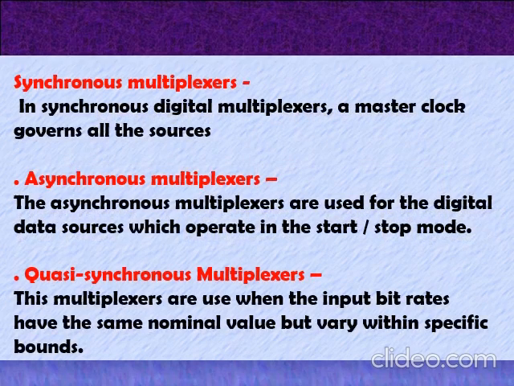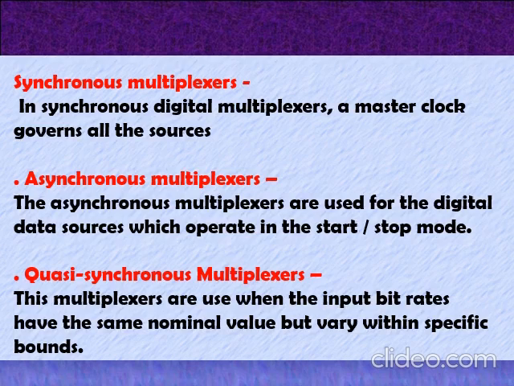So the synchronous multiplexer: in synchronous digital multiplexers, the master clock governs all the sources. Therefore, all the sources will operate at the same bit rate. As the bit rate variations are completely eliminated, synchronous multiplexing systems attain a very high throughput efficiency, but they need elaborate provisions to distribute the master clock signal to all the sources.